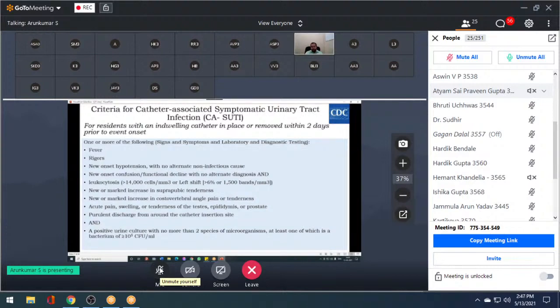For a catheter-associated symptomatic urinary tract infection, they should obviously have a catheter, or the catheter should have been removed less than 2 days before. That is, within the last 48 hours, the catheter has been removed. Then also, it becomes a catheter-associated urinary tract infection. Apart from the presence of a catheter, they should have fever, with or without rigors, systemic features like hypotension, costovertebral tenderness, or any purulent discharge from the catheter site, in addition to a positive urine culture, where they can have not more than two microorganisms. Because if they have more than two microorganisms, it means it is a contaminated specimen. We don't expect multiple microorganisms initially. So up to two is acceptable, and at least one of them should be more than 10 to the power of 5 colony-forming units. Then only can we come to a conclusion of a catheter-associated UTI.